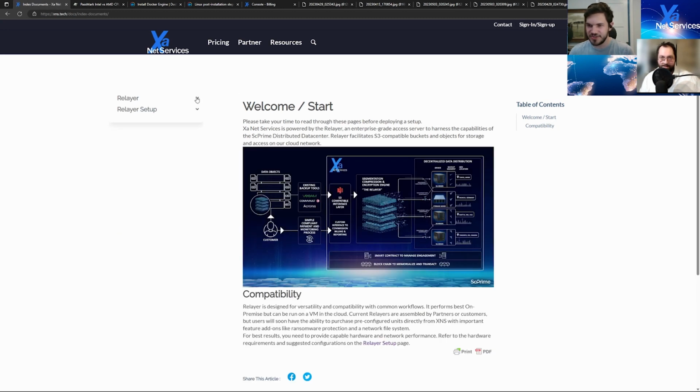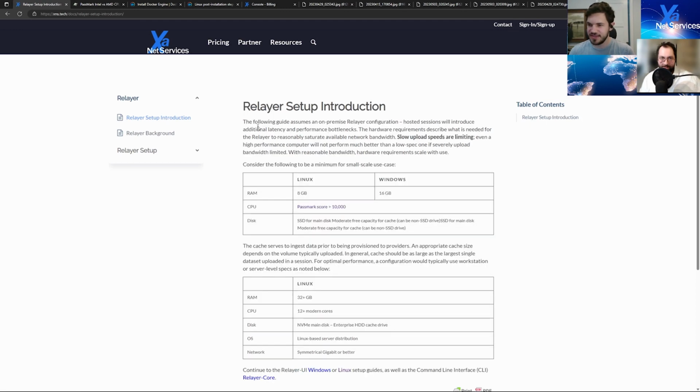So this is the landing page. And what we're going to be mainly looking at today is the relayer setup and integration page. Relayers themselves, obviously they do a lot of uploading. They ingest data from the client side. They prepare it, do the encryption and erasure coding before uploading it to the network. So it should probably be no surprise that they do have some requirements when it comes to the CPU and networking considerations. You can run a quote-unquote minimum spec relayer.